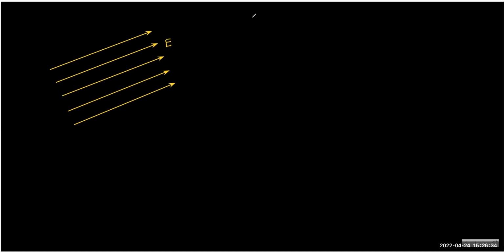And the next is you create a conductor, some random shape. Not only this, you have a conductor now.